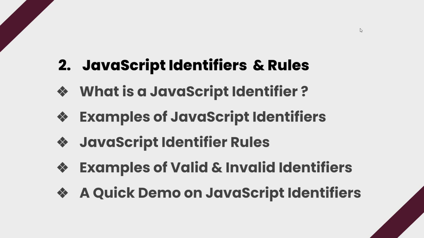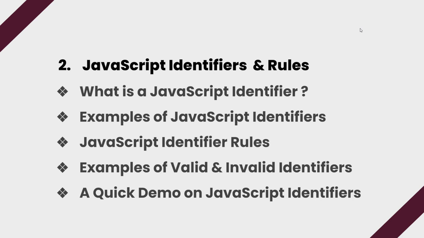For the next section, we have JavaScript identifiers and rules. Under this section, we'll see what a JavaScript identifier is. We'll also have a quick look at examples of JavaScript identifiers in different scopes, and we'll get to know the rules for JavaScript identifiers, because these identifiers cannot be declared or defined anyhow. There are some specific rules you must follow when declaring JavaScript identifiers. Also, we'll see examples of valid and invalid identifiers.